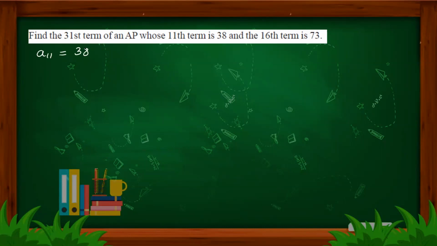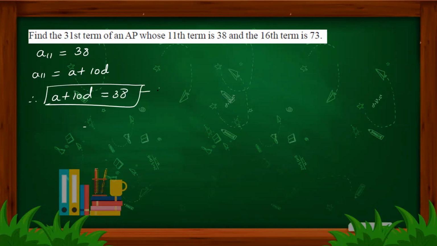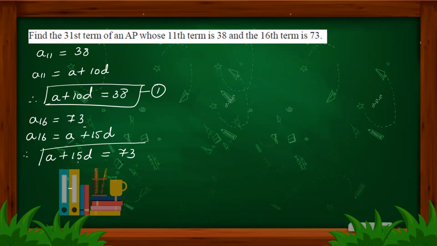So what is A11? A11 is basically A plus 10D. So therefore, A plus 10D is equal to 38. This becomes my equation number 1. What did it tell us next? That the 16th term, A16, is 73. So what is A16? A16 is A plus 15D. So therefore, we can write A plus 15D is equal to 73. This is your equation number 2.